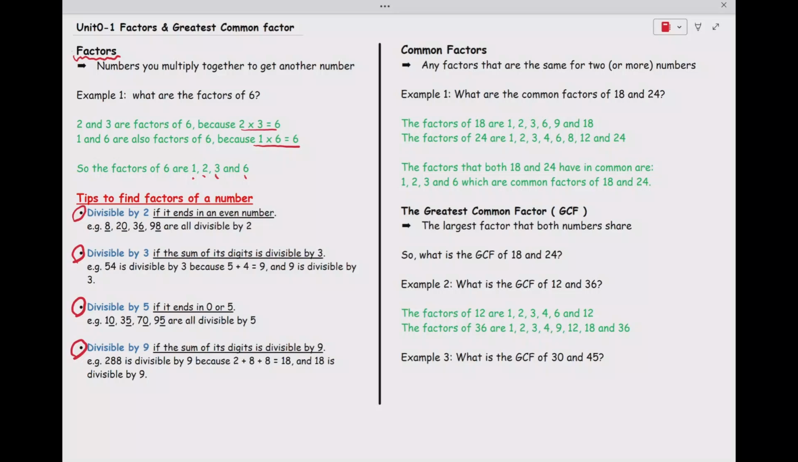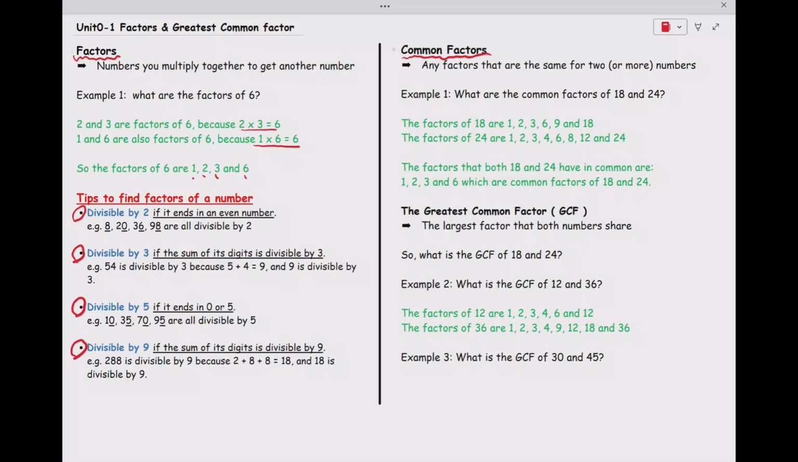Okay, how are you doing so far? Please feel free to go back to the beginning and watch it again if needed. Otherwise, let's move on. Next, another terminology that you will come across is common factors. Common factors are any factors that are the same for 2 or more numbers. For example, what are the common factors of 18 and 24?